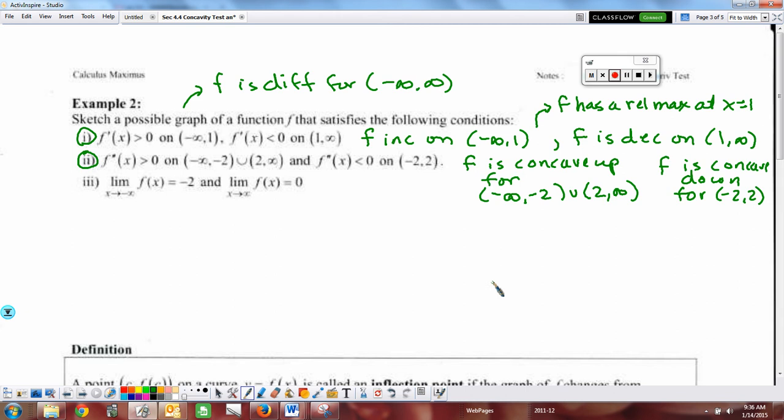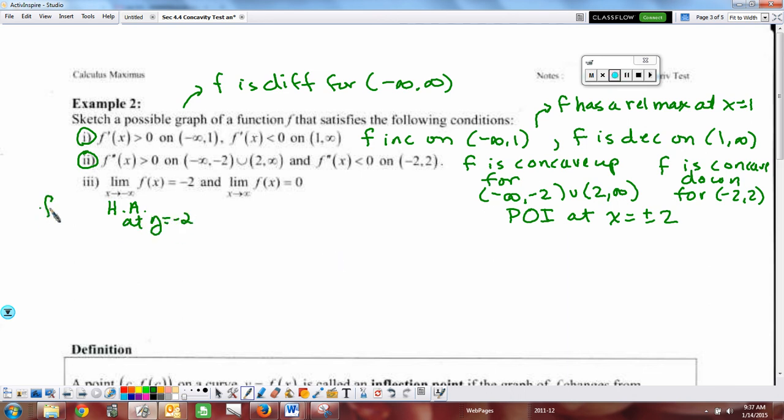And we also know that looking at negative 2 and 2, because we are switching concavity there, there are probably going to be points of inflection, not vertical tangents and not cusps, because of the differentiability. So there's going to be points of inflection at x equal to plus or minus 2 on this graph. Now we also know that the limit as x goes to negative infinity of f of x is -2. So that's telling me this graph has to have a horizontal asymptote at y equal to -2.